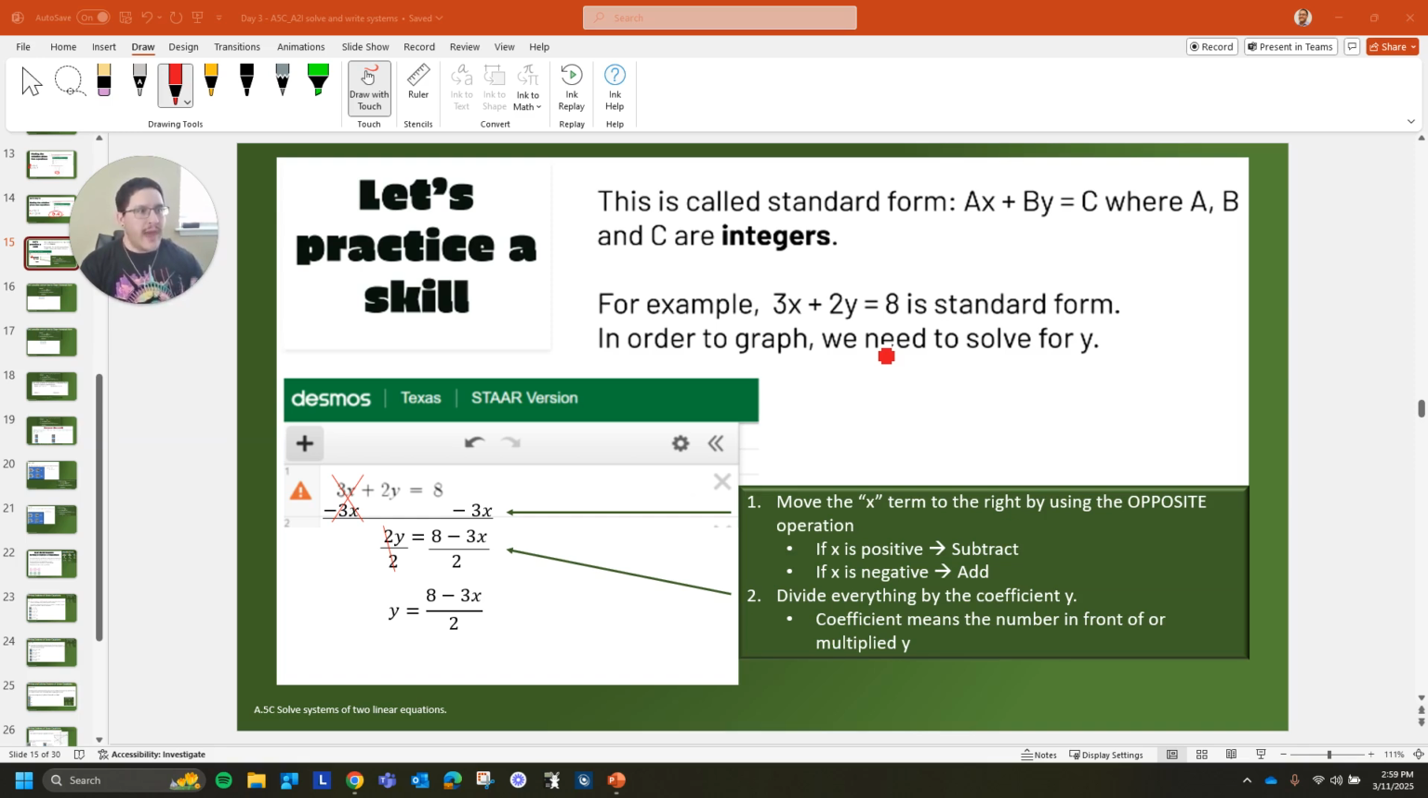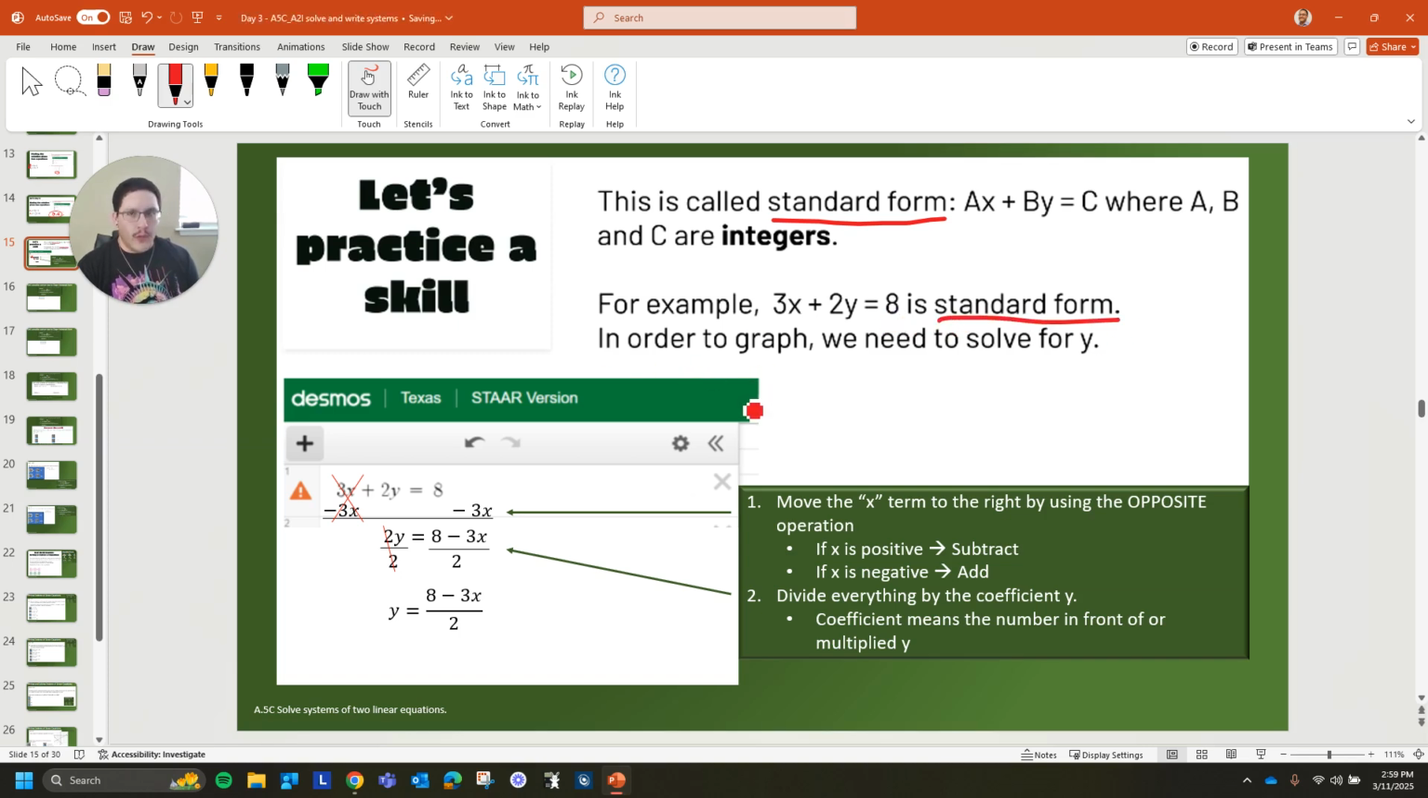So you may see it in a form called standard form. Standard form is ax plus by equals c, where a, b, and c are integers. Basically, all this says is x and y are on one side, and then the number without the letter, the constant, the c, is on the other. For example, 3x plus 2y equals 8 is in standard form.